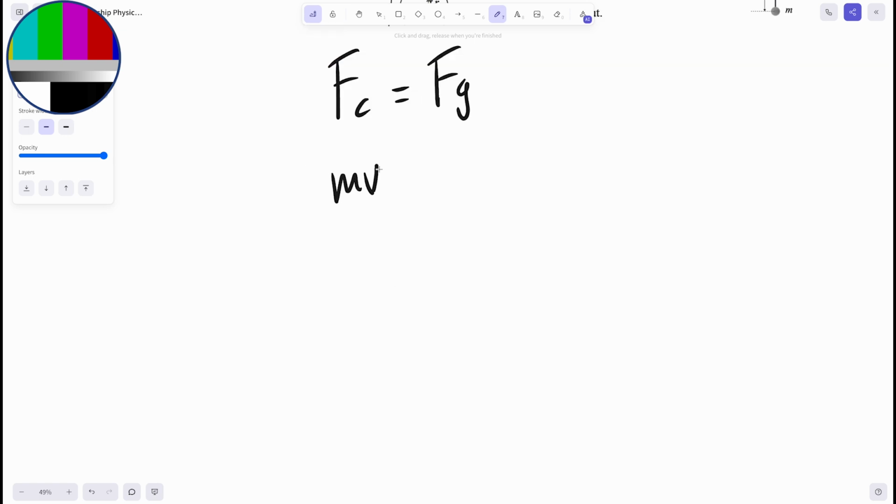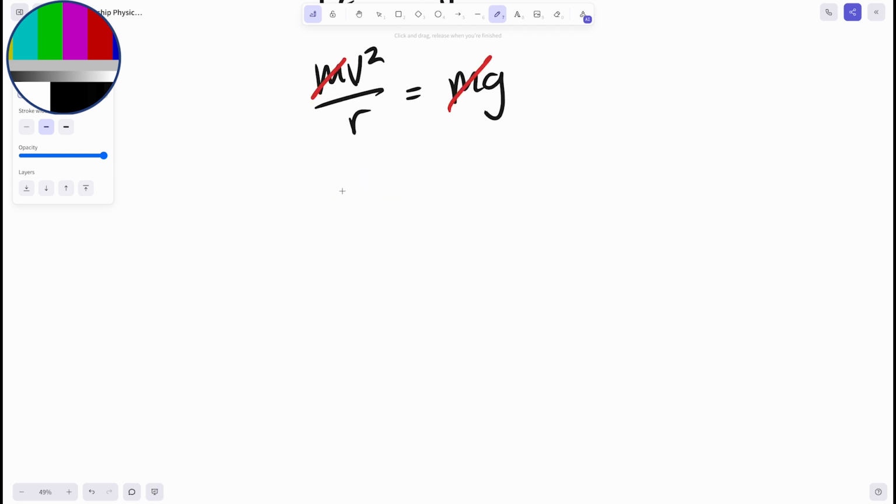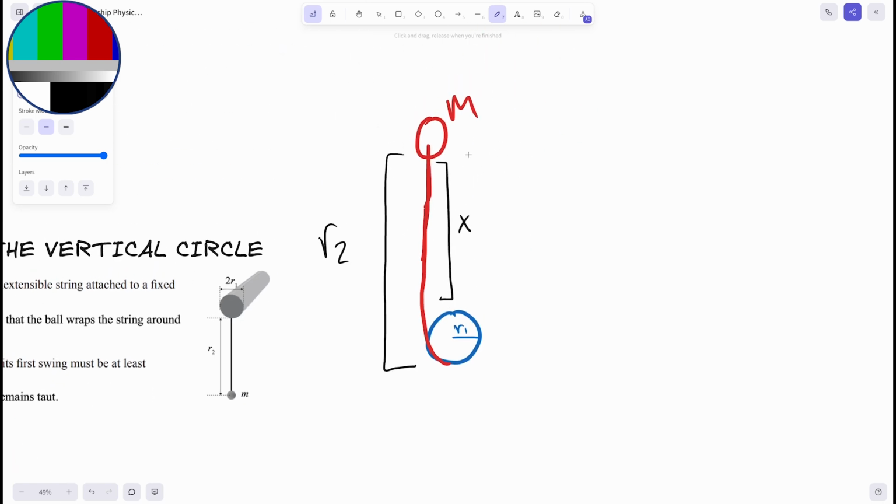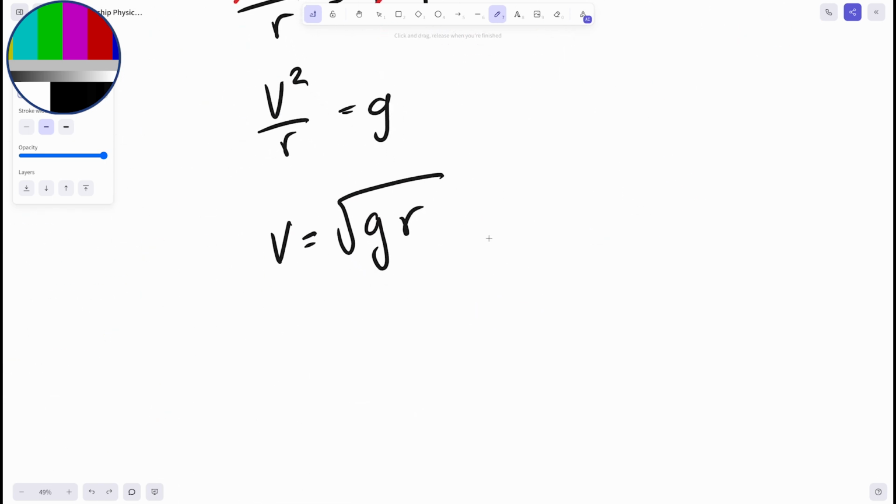So in a vertical circle, the minimum speed is where the centripetal force is equal to the weight force. And therefore our mv squared over r is equal to our mg. These masses can cancel out, and v squared over r is equal to g. And therefore our velocity is equal to square root gr. Now, as you can see, in this case, our radius is actually our x value, so we can sub that in, where our velocity is our square root gx.